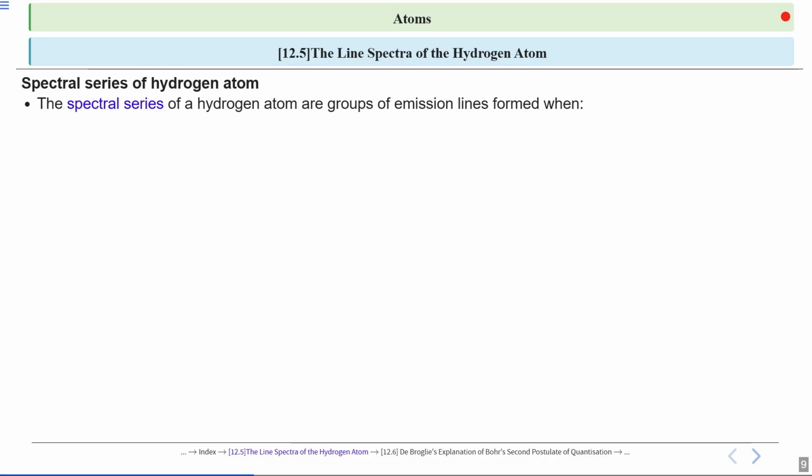So let's start by defining what a spectral series is. In a hydrogen atom, a spectral series is a group of emission lines. These are bright lines seen in the spectrum when the atom emits light. Now let's look at how these lines are formed. When an electron in a hydrogen atom drops from a higher energy level to a specific lower energy level, it releases energy in the form of light. The energy difference between these levels determines the color or wavelength of the light emitted.